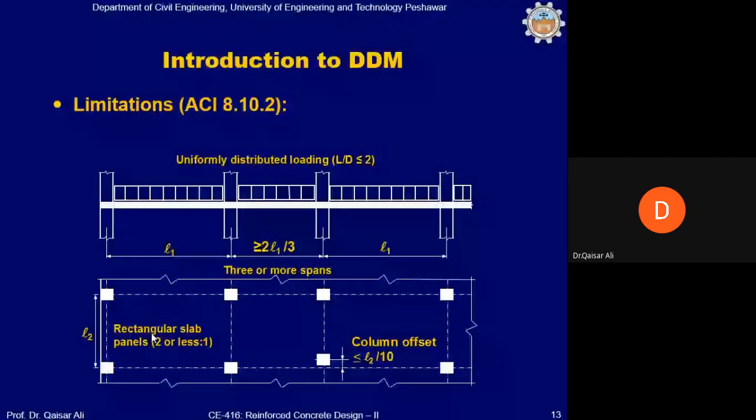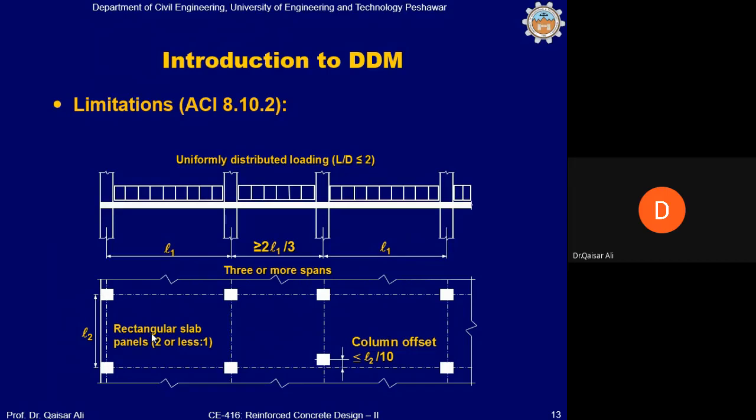A triangular panel will result due to the placement of columns. If columns are placed such that one of the panels is triangular, then the method will not be applicable. And the ratio of long to short side shall be 2 or less. Long to short side ratio shall be 2 or less. So then this method is applicable. This is another condition.